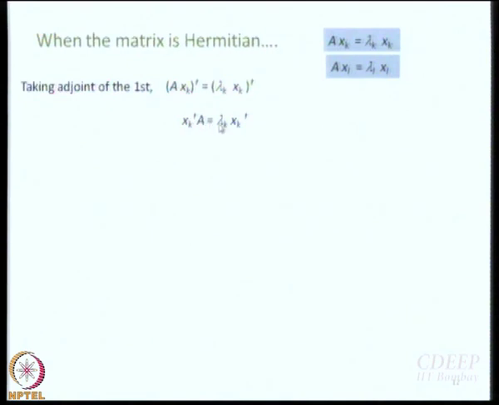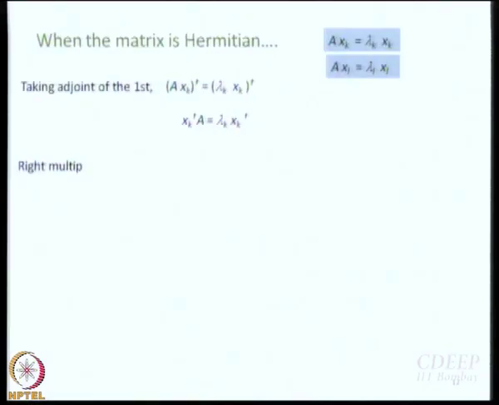Xk dagger A equal to lambda k xk dagger. I have not written star, why not? Because I have the benefit of hindsight. We just proved that Hermitian matrices are going to have real eigenvalues. So, I have saved some ink by not writing star. Okay. Now, what do I do? What did I do in the previous derivation? I right multiply, right. So, this time also we want to right multiply, but not by xk but by xl, that is right.